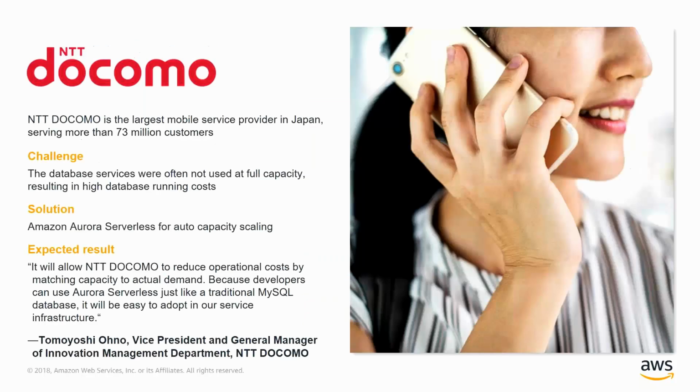NTT Docomo is leveraging Aurora Serverless for their development environment. I'll go ahead and read what they had to say. It'll allow NTT Docomo to reduce operational costs by matching capacity to actual demand, because developers can use Aurora Serverless just like a traditional MySQL database. It will be easy to adopt in our service infrastructure. So very easy to adopt. It's the same Aurora that you've been using. It just has that ability to automatically scale up and down to 0 if you request that.